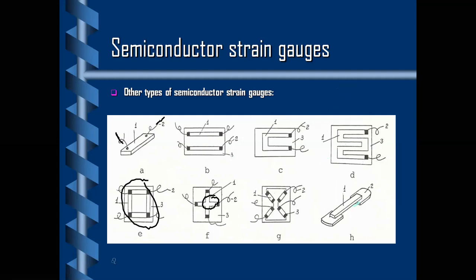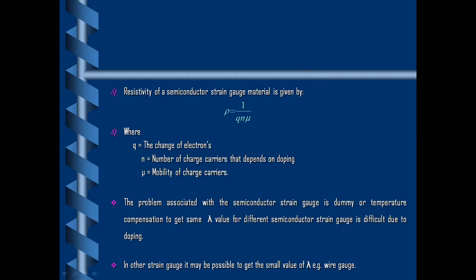Variation in the strain due to the application, it may be force, it may be pressure, whatever may be the application. So the resistivity of the semiconductor strain gauge material is given by, now in the previous case R is equal to rho L by A, here for the semiconductor strain gauge rho is equal to 1 divided by Q N mu.